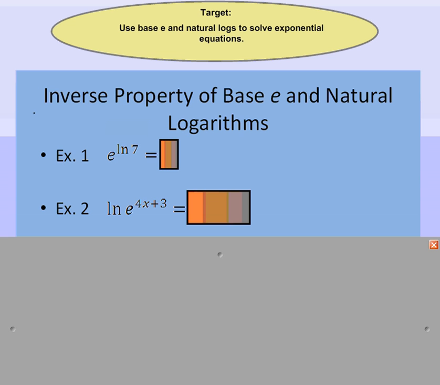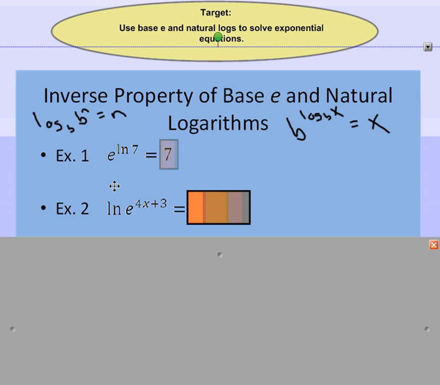Again, like our rules before, when you have any log base b of b to the n power, the value is n, or if you have any base raised to a log power with the same base of x, the value is also x. The same thing applies here. e and natural log have the same base. So when we have e raised to the natural log of 7 power, your answer is just 7. These basically cancel out and your answer is just 7. Vice versa, when we have natural log of e to a power, remember the base is e, those cancel out. So our value is 4x plus 3.